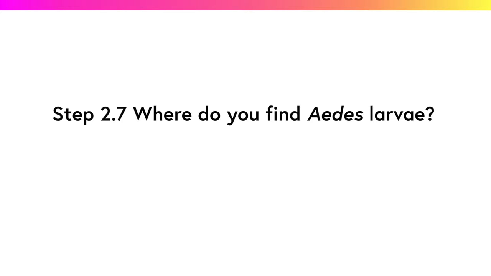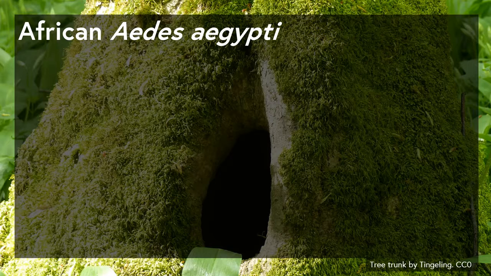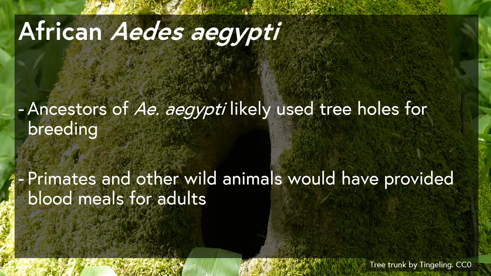In this step we will ask, where do you find Aedes aegypti larvae? The ancestors of Aedes aegypti almost certainly lived in sub-Saharan Africa. The larval habitat of these insects was likely natural containers such as tree holes, and adults would have fed primarily on wild animals. While this ancestral form still exists in forests and vegetated environments of Africa today, in most parts of the world Aedes aegypti is almost completely domestic, living in close association with humans.